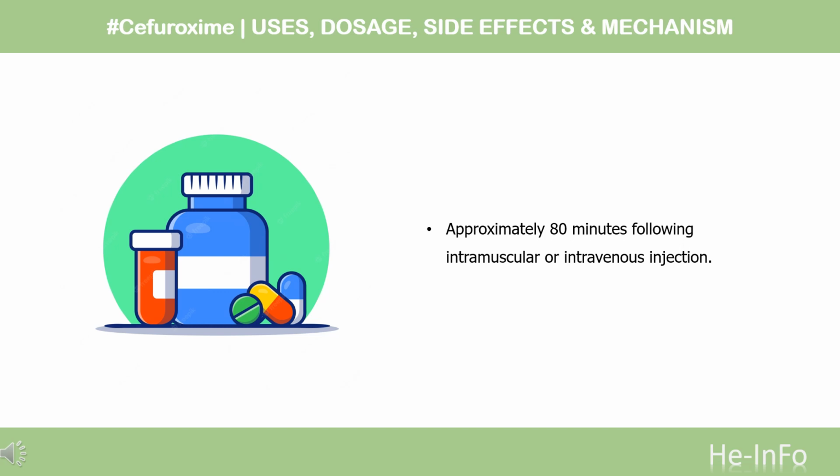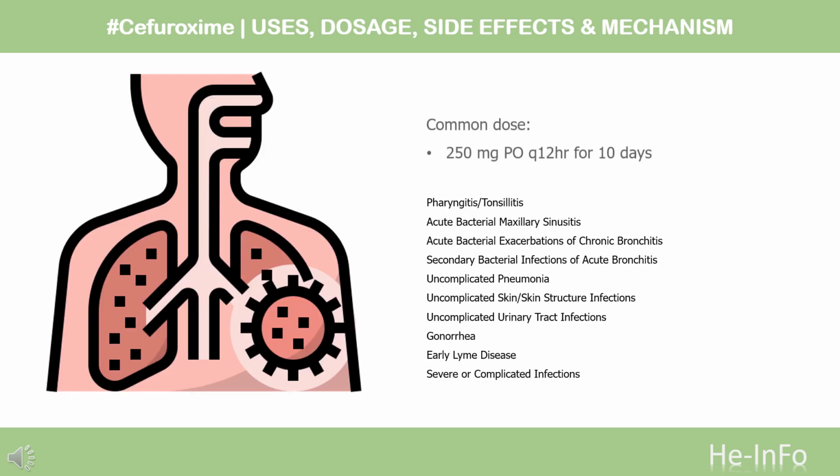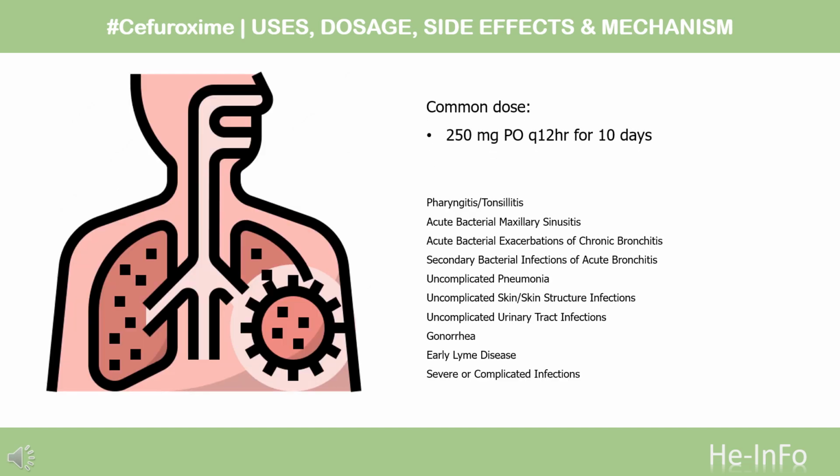Half-life. Approximately 80 minutes following intramuscular or intravenous injection. Dose. The dose of this medicine will be different for different patients. Pharyngitis/tonsillitis: 250 mg PO Q12HR for 10 days. Acute bacterial maxillary sinusitis: 250 mg PO Q12HR for 10 days.